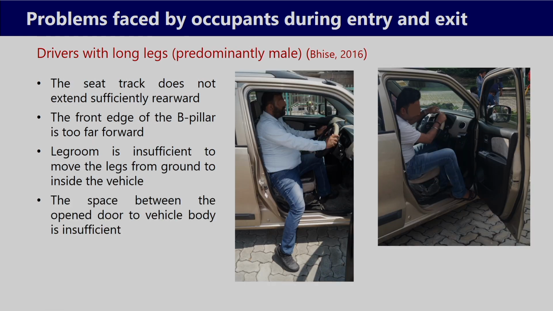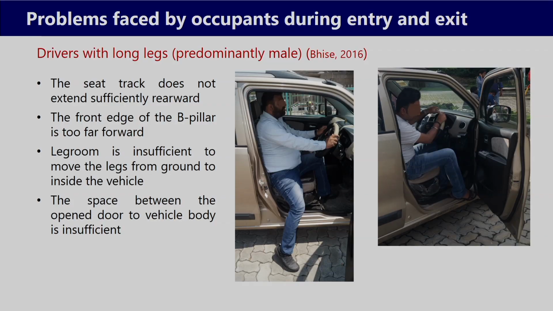Like drivers with shorter leg length, there are also problems for drivers with larger lower limb dimensions, particularly 95th percentile lower leg dimensions. The seat track does not extend sufficiently rearward. They feel that the seat should move more backward so that their upper leg will be accommodated comfortably. The frontage of the B pillar is too far forward. As they move their seat backward, the B pillar automatically comes forward for them. They feel the B pillar is too far forward and should be a little bit rearward.